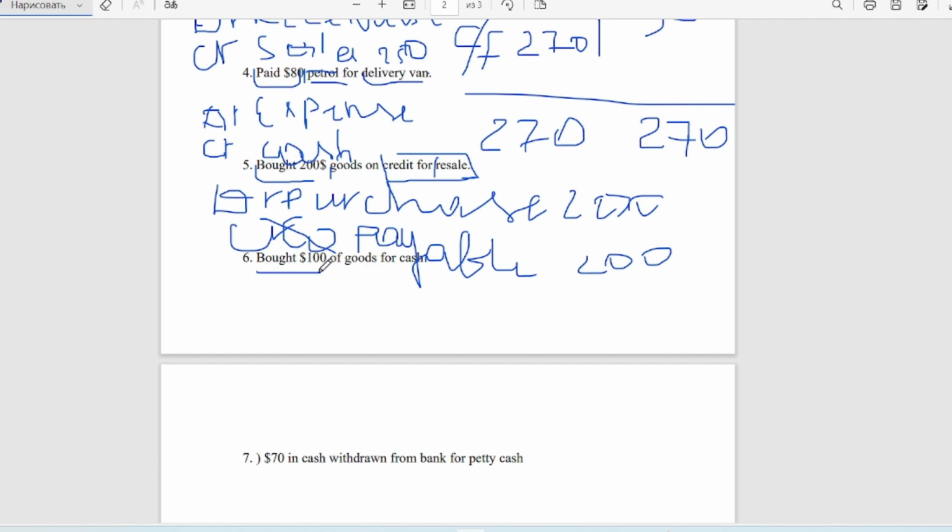And bought goods for $100 for cash. Right here it is for cash, so we can write cash on the credit side, not payable. And bought goods means on debit it is purchase. 100 and again 100.